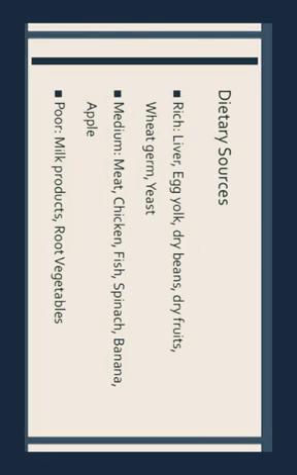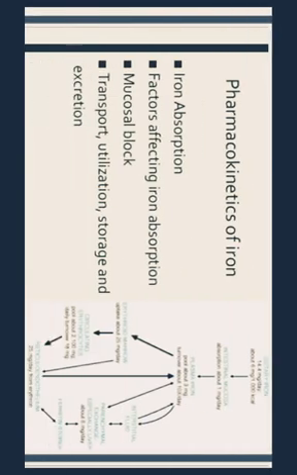After that, there are certain things required for enriching the iron content in our body. These are the dietary sources. The rich dietary sources are liver, egg yolk, dry beans, dry fruits, wheat germ, and yeast. Medium sources are meat, chicken, fish, spinach, banana, and apple. Poor sources are milk products and root vegetables.